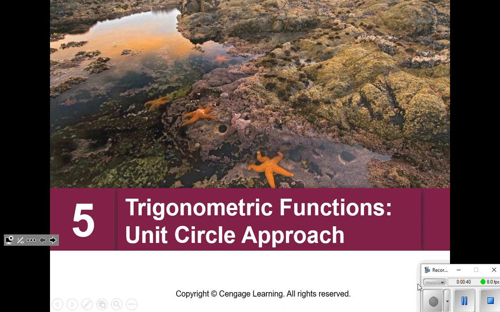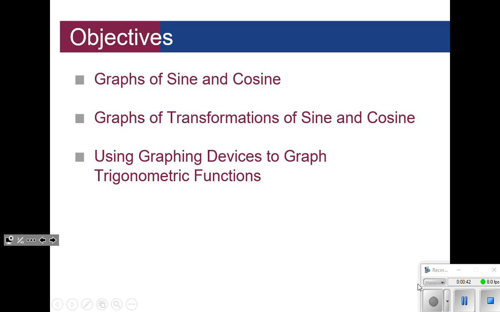So this is going to make a lot more sense when you understand where we're going. We are talking today about the graphs of sine and cosine. I'm not talking about where they land on the unit circle. I'm talking about graphing out all the values on an XY axis of the sine function and then the cosine function, and then transformations of those graphs.